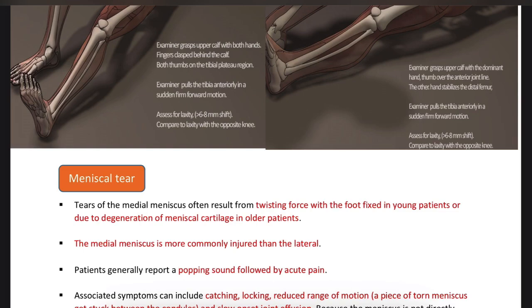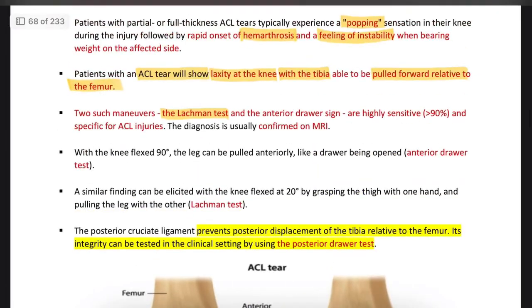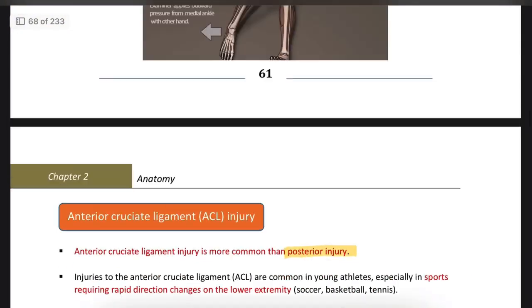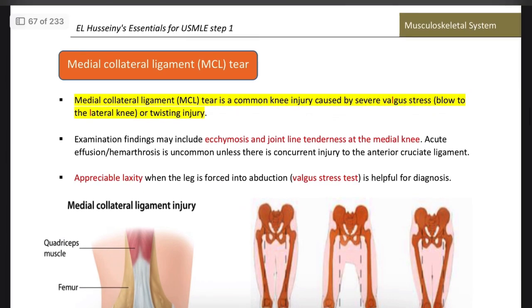Next we can see the medial collateral ligament injury. Medial collateral ligament injury is a common knee injury caused by severe valgus stress. If a patient gets inward valgus stress, mostly we see a blow to the lateral knee or twisting injuries.